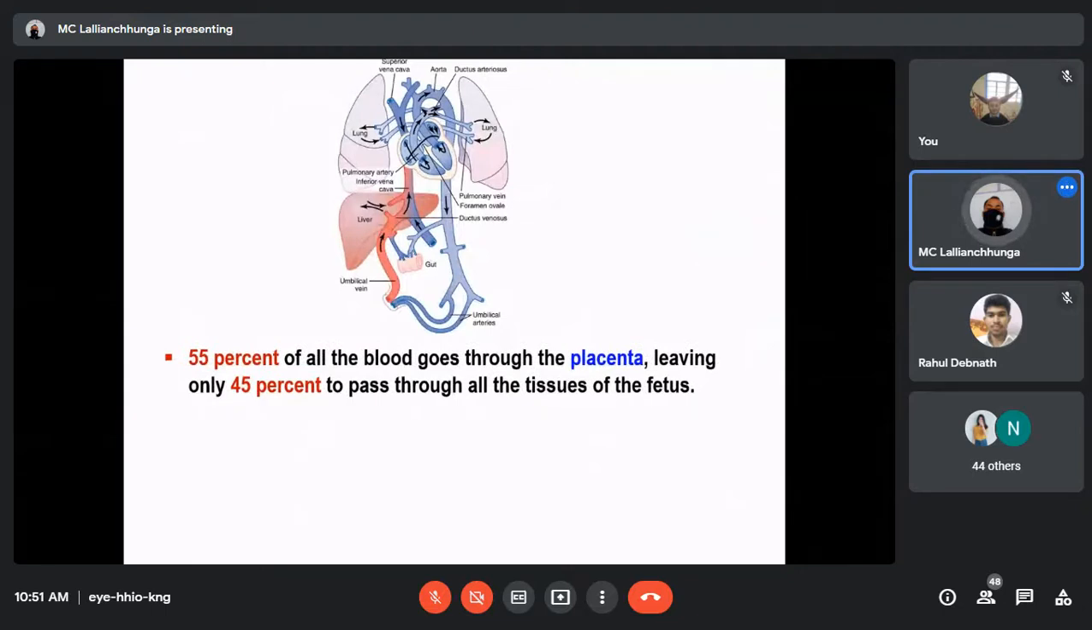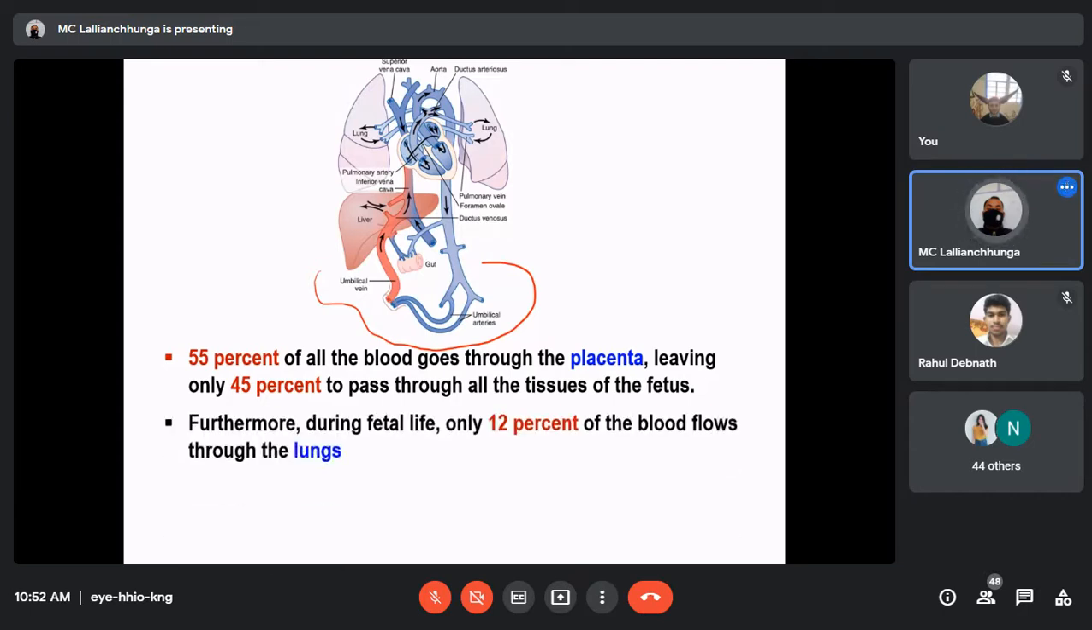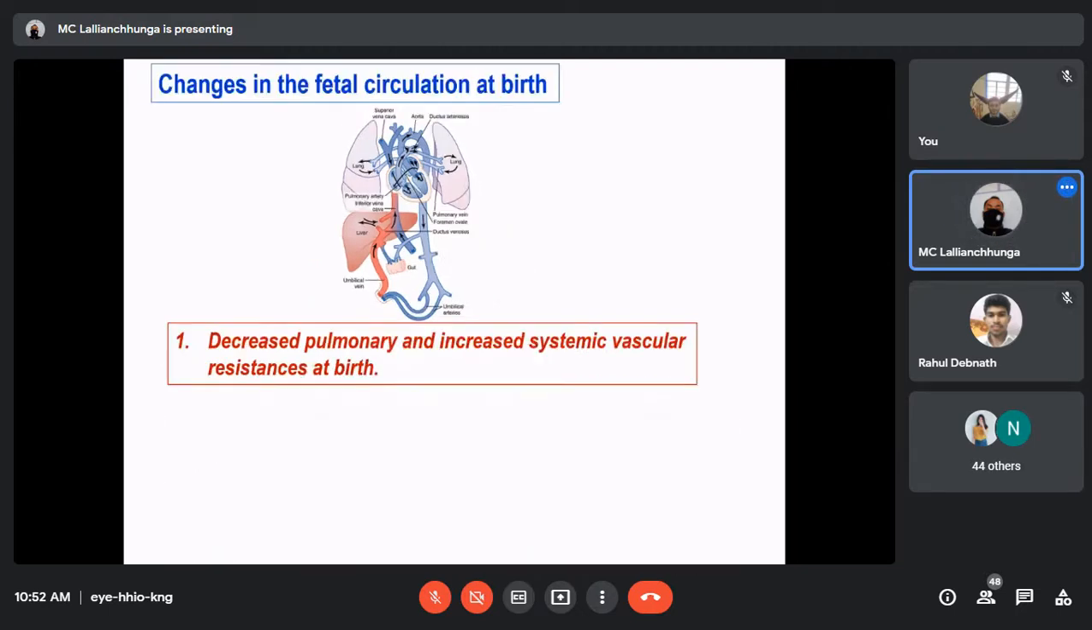We just go fast. 55% of all the blood flows through the placenta, leaving only 45% to pass through all the tissues of the fetus. So the blood passing through the placenta is 55%. It is very high. This is coming from the mother only, and the rest of the body will receive only 45% of blood. Furthermore, during fetal life, only 12% of blood flows through the lungs. So changes now. The ductus arteriosus, ductus venosus, and foramen ovale will be removed after birth.